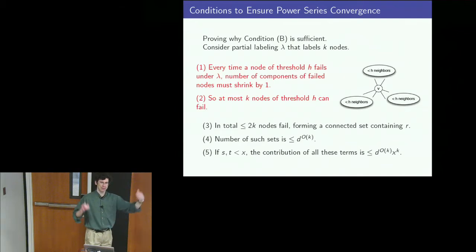Now, the number of connected components started at most k, because the most you could do is maximally disperse them. And so at most, k nodes of threshold h can fail. Maybe k minus 1, I don't know. Right? Because every single time, you've reduced the number of components. I guess k minus 1. So in total, at most 2k nodes can fail: the initial ones you labeled and the k others.